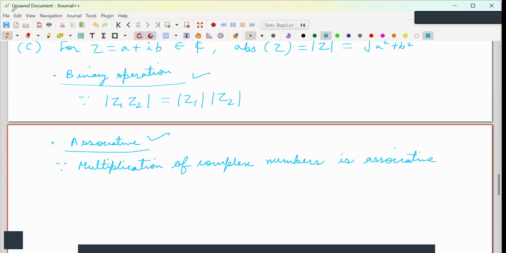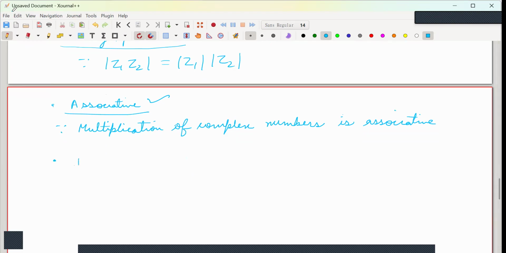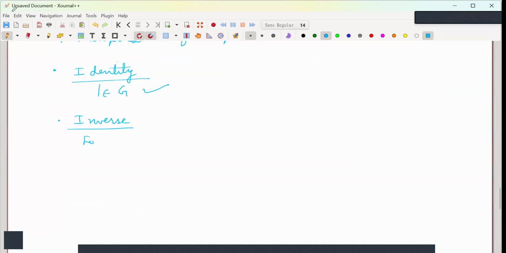Okay. Now, what about identity? It's one. So one belongs to G, and hence the identity is also there. And inverse: for any Z belongs to C with mod Z equal to 1.